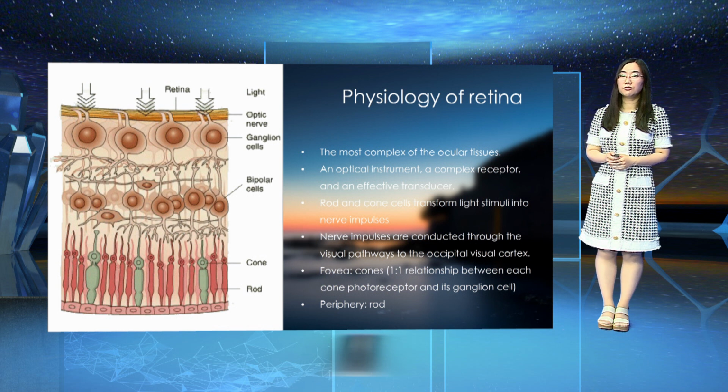Physiology. The photoreceptors are arranged such that there is an increased density of cones in the center of the macula, decreasing toward the periphery, and a higher density of rods in the periphery. In the fovea, there is a nearly 1:1 relationship between each cone photoreceptor, its ganglion cell, and the emerging nerve fiber, whereas in the peripheral retina, many photoreceptors connect to the same ganglion cell.